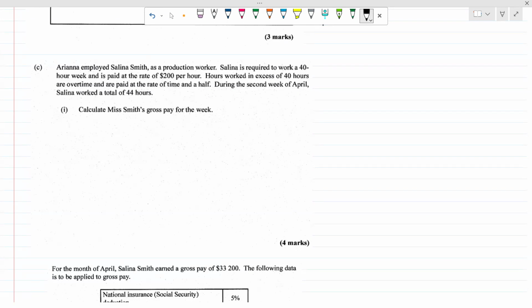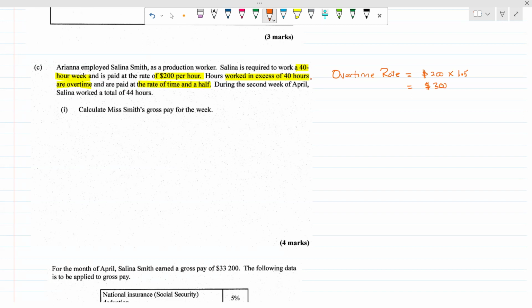Ariana employed Selena Smith, a production worker. Selena is required to work a 40-hour week, so that's a regular week, and is paid a rate of $200 per hour. Hours worked in excess of 40 hours are overtime and are paid at the rate of time and a half. So let us make a note of that. Overtime rate: the hourly rate, regular time, is 200, and overtime is at time and a half. So you multiply by 1.5, and that will work out to be $300.